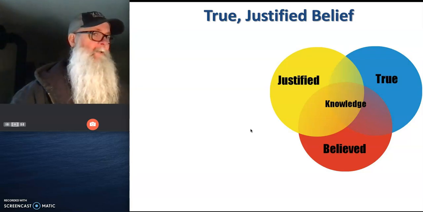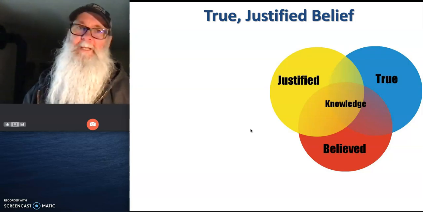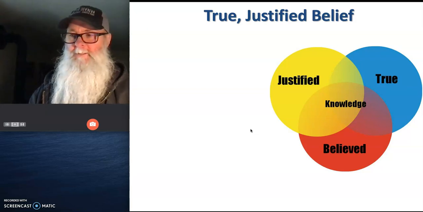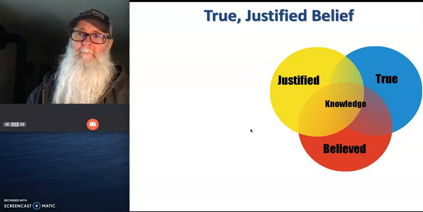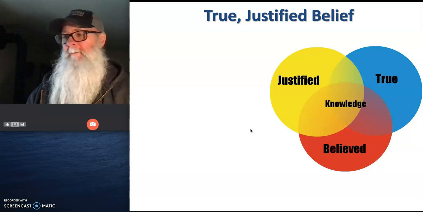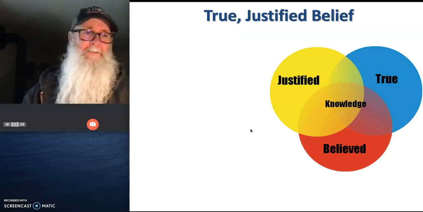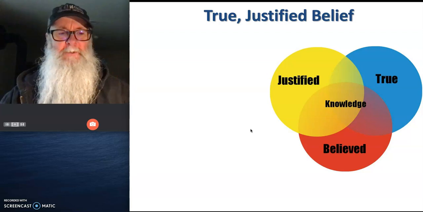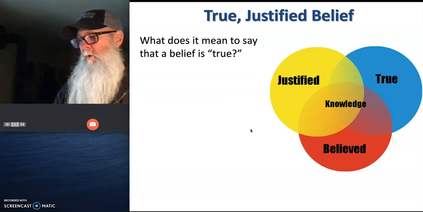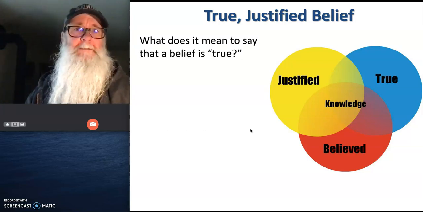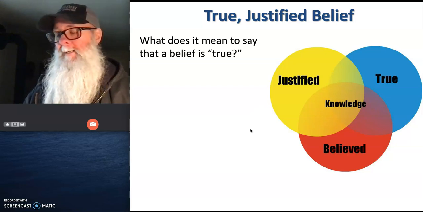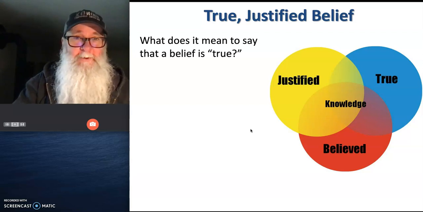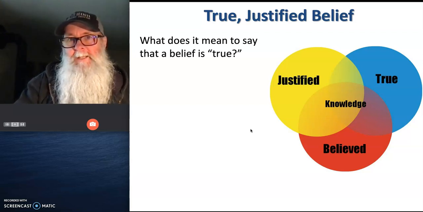There are some things that are true, but if we don't believe them, we can't claim them as knowledge. And there are some things that we think are justifiable, but they may not be true. And then there are, of course, lots of beliefs we have that aren't true or justifiable. But the combination of these three qualities together creates a definition for us of knowledge. Okay, but that's not going to fix all of our problems, because now we just have more questions, always more questions. What does it mean to say that a belief is true?